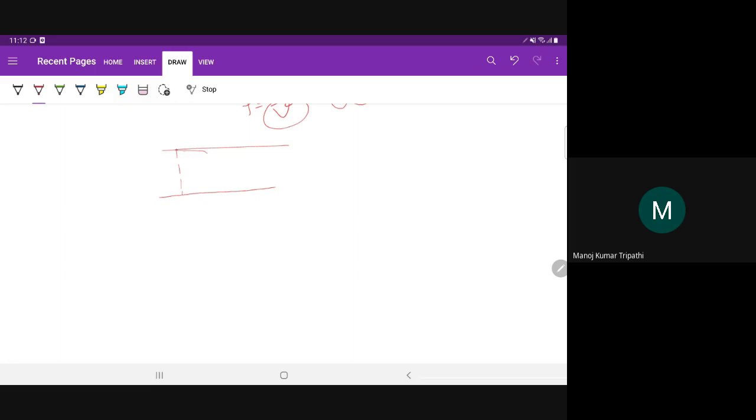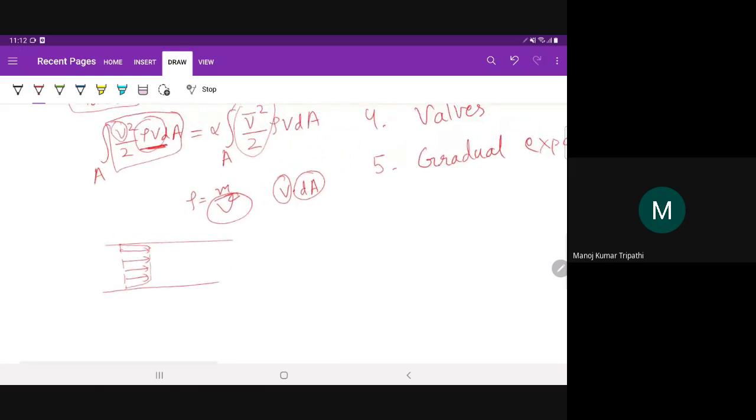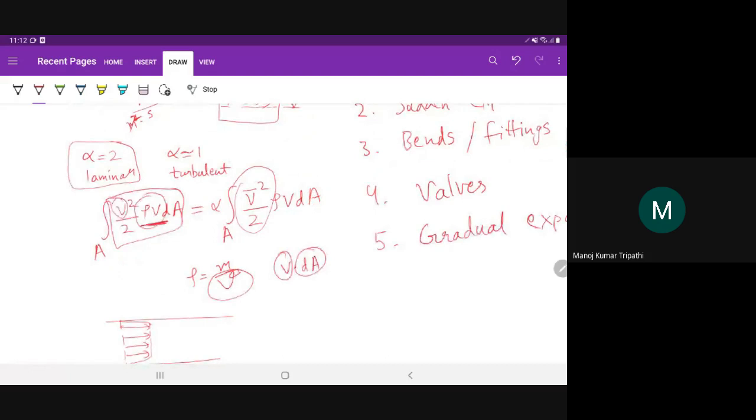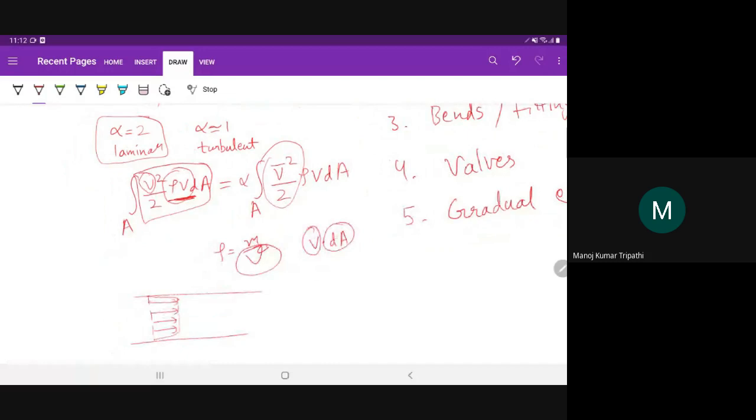So there is a change near the wall and almost in the entire cross section, the velocity is uniform, the time averaged velocity. Of course, there are fluctuations in the velocity because turbulent flow is unsteady, it is chaotic. But still, if you see the average in time, it is uniform velocity. So you get alpha approximately equal to 1. It can be 1.1 or 1.01, something like that. For highly turbulent flow, it will be close to 1.